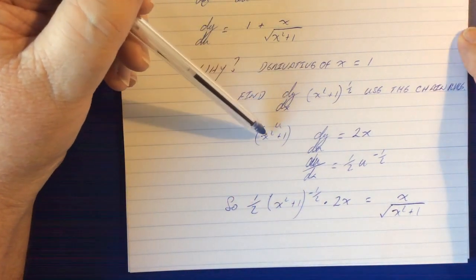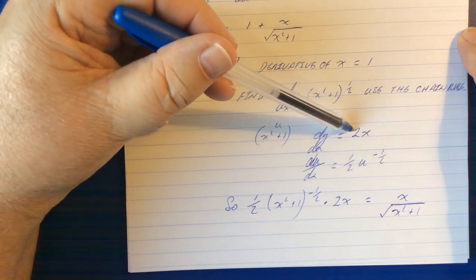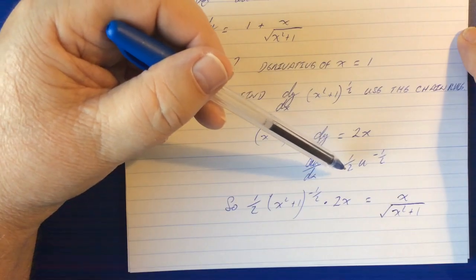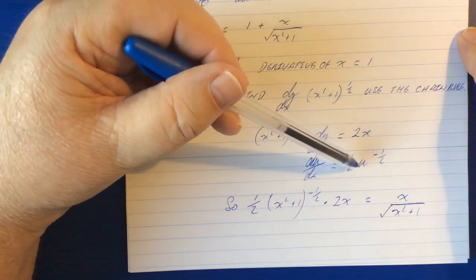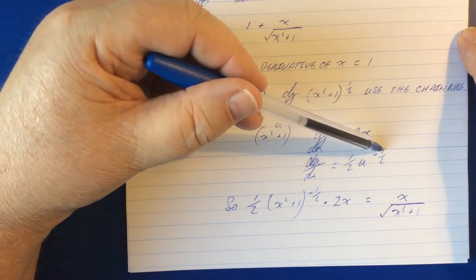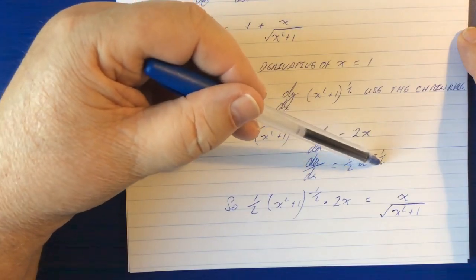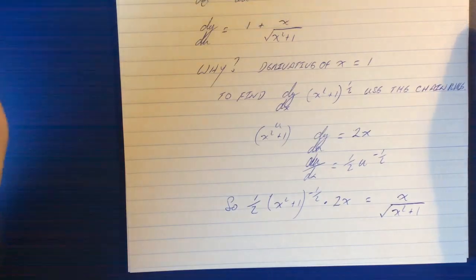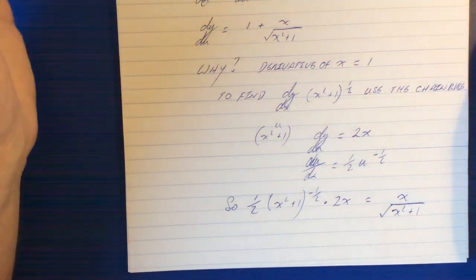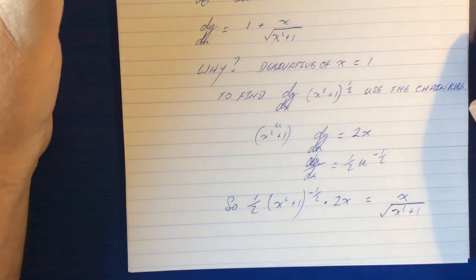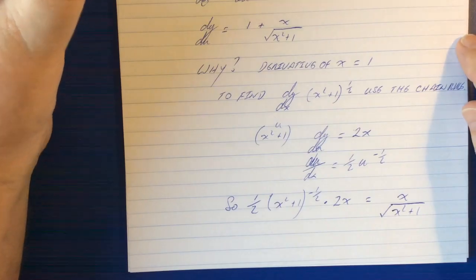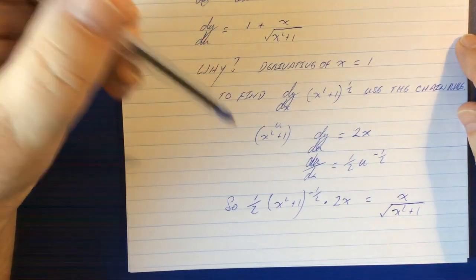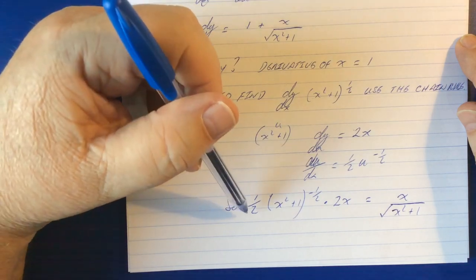So u is x squared plus 1. The derivative of that is 2x. The derivative of u to the half is a half u to the power of negative a half. I hope that that's understandable. The assumption is that if you're looking at this, you understand the chain rule. Okay, so let's get to work here.